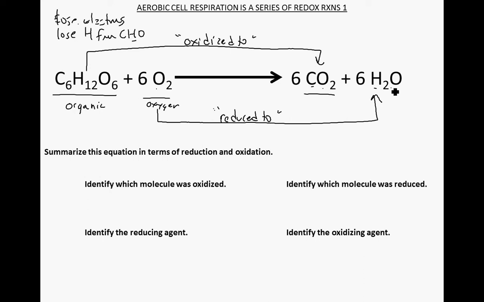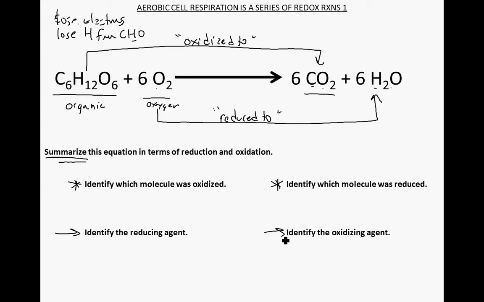So aerobic respiration is ultimately a redox reaction, but it doesn't just happen in one step. There are lots and lots of steps that go on there. Okay, so take a minute and summarize down here. Identify which molecule was oxidized, and then identify for yourself which molecules were reduced. If you're really trying to understand this, you're talking about the reducing agent and then the oxidizing agent. This is just kind of extra down here, but the reducing agent would be the thing that is doing the reducing, and then the oxidizing agent is the thing that is doing the oxidizing.